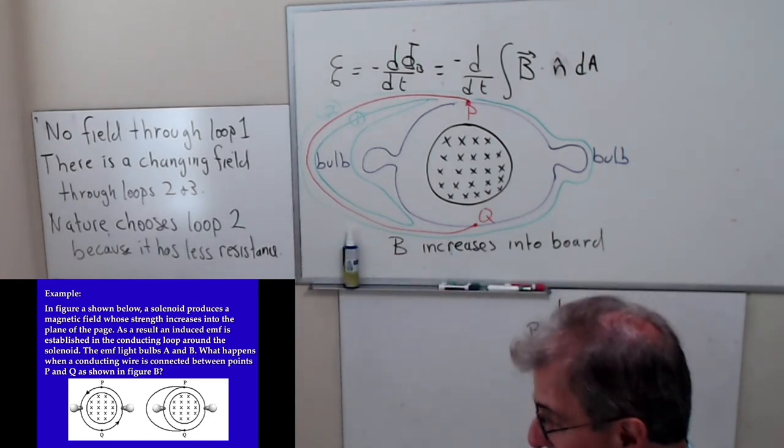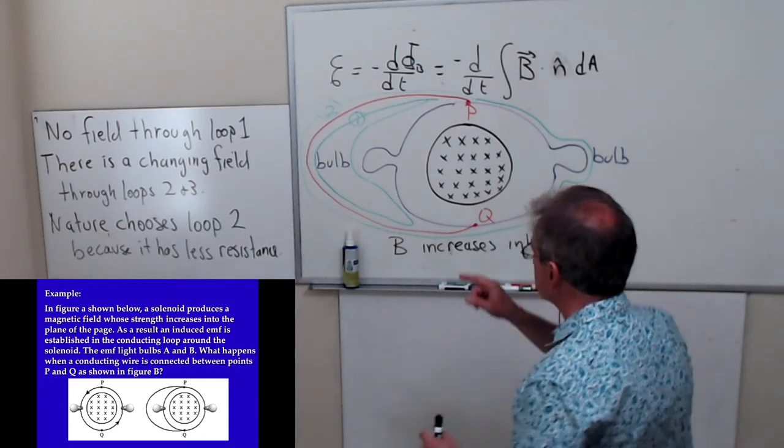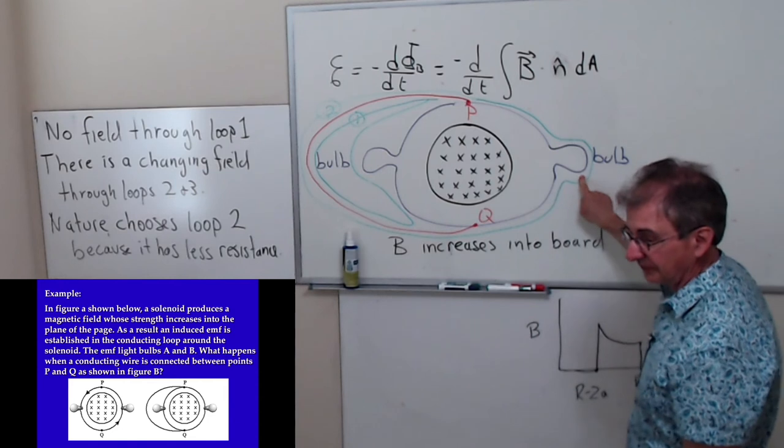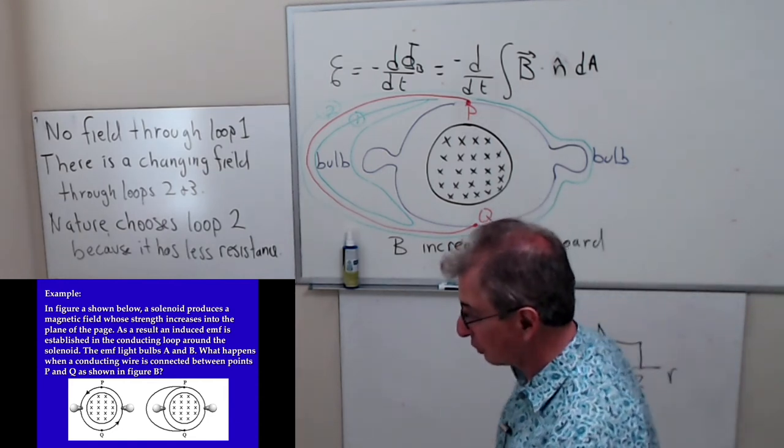Okay, so there we go. So what will happen is, since it chooses loop two, only this one stays on. So what are you confused with, Chase?